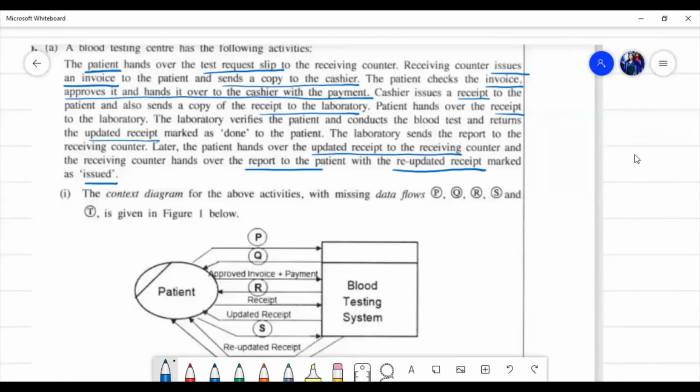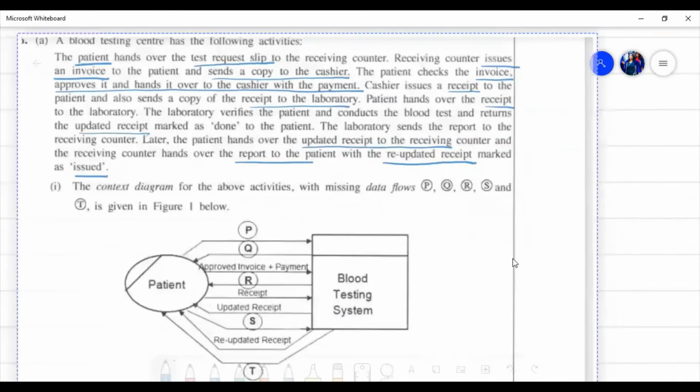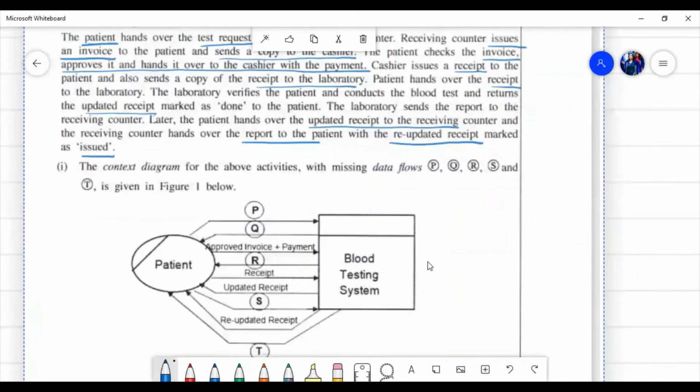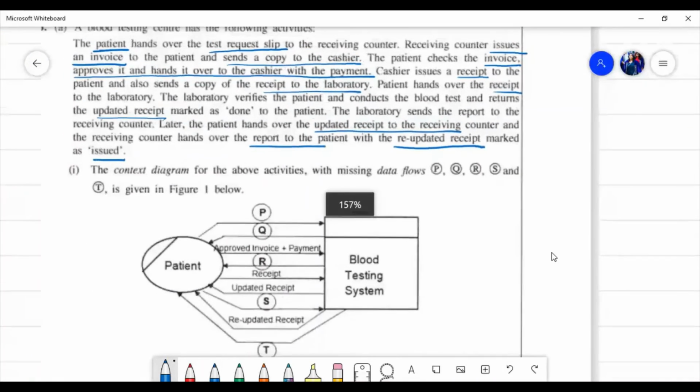So these are the things. The context diagram for the above activities with missing data flows P, Q, R, S and T is given in figure 1 below. So we are supposed to identify what these P, Q, R, S and T are. So let's read it again and see.